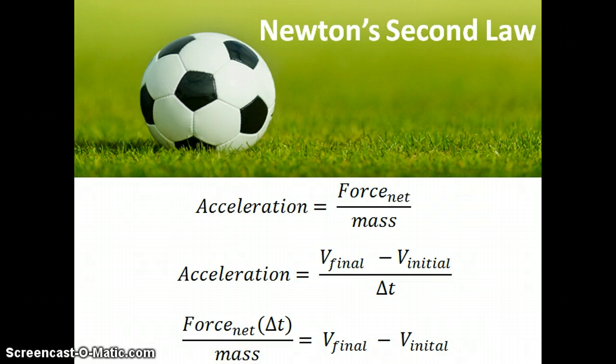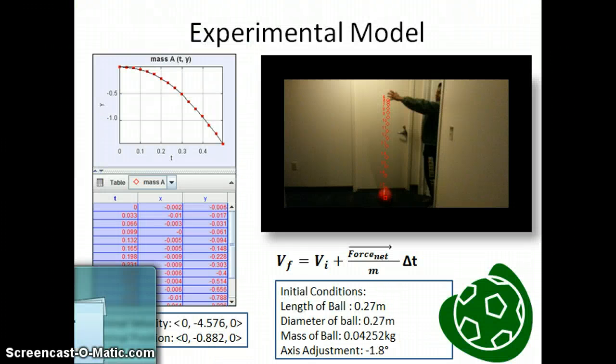We know that the acceleration of an object is equal to its change in velocity over time, delta t. We can rewrite the equation to show how changes in velocity are directly proportional to the net force exerted on an object over time. For this lab, I recorded a falling object in motion.